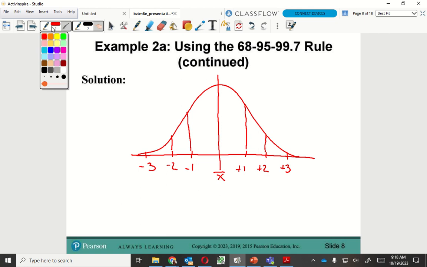Now let's see if you paid attention a moment ago. We said that between -1 and +1 was what percent? 68%, right? But what is just from the mean to the +1? 34. So this side is 34%. What do you think the left side is going to be? 34% also.